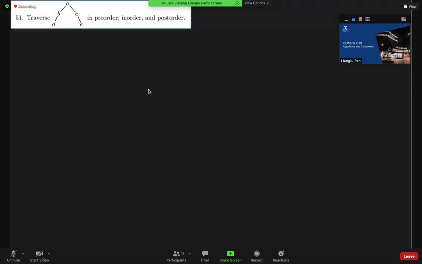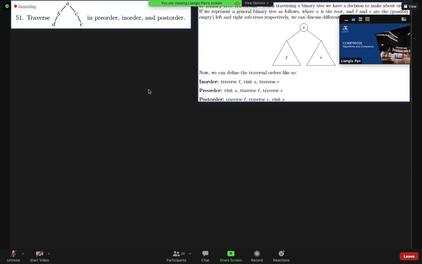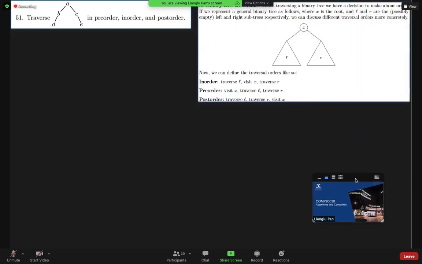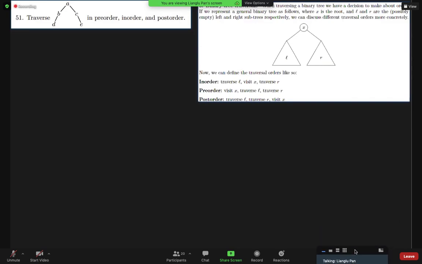That's question 51, which asks us to traverse a tree in pre-order, in-order, and post-order. As we learned from the lecture, if we have a tree, then we have a root node. And any node in the tree can be considered as a root node to the tree or to a subtree.